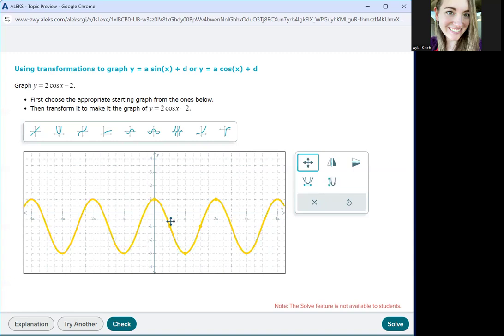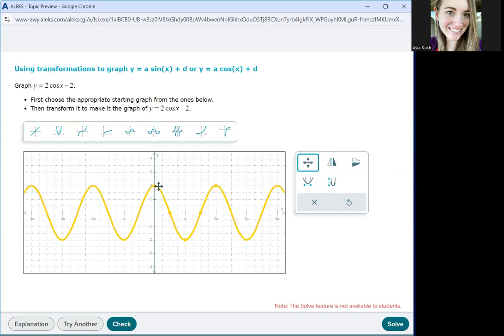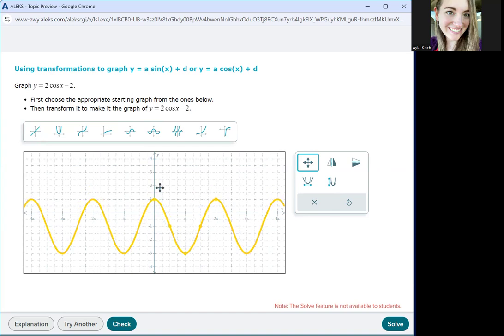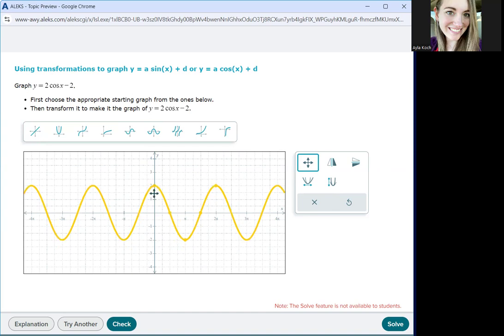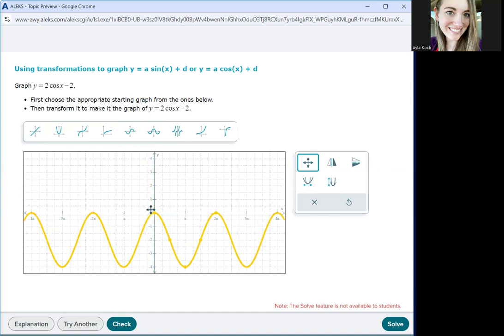Ooh, that wasn't 2 units. Here's how I checked my work. The midline should now be at -2 because that's the -2 at the end, but it's not. That's because each one of these squares is not 1 unit, it's 2 units. So one unit is 2 squares. I moved down 2 squares, but that was only 1 unit. So I need to move down 2 units. There we go.